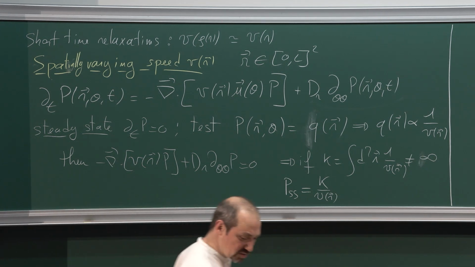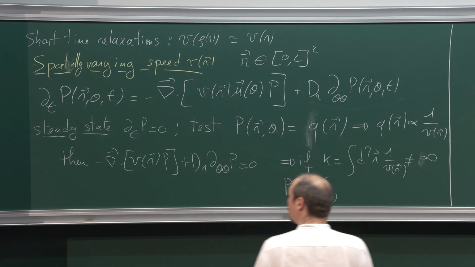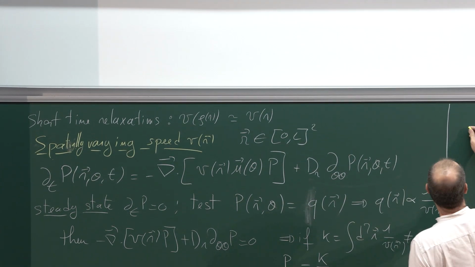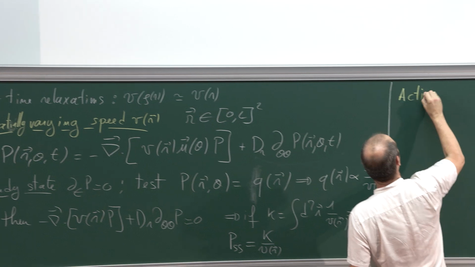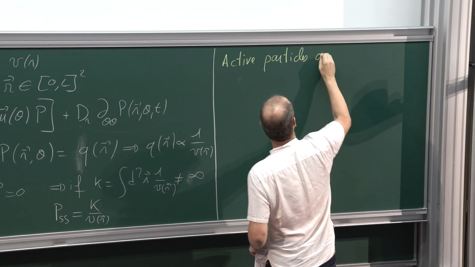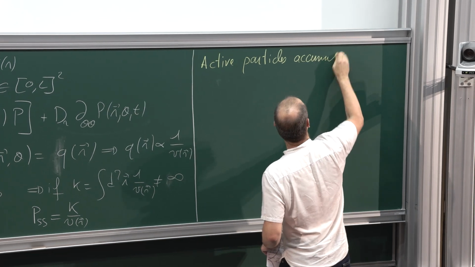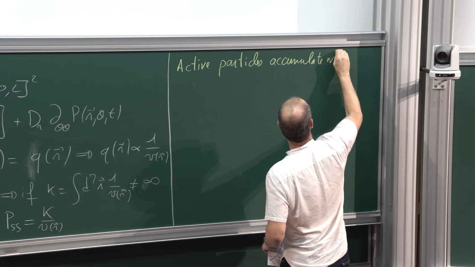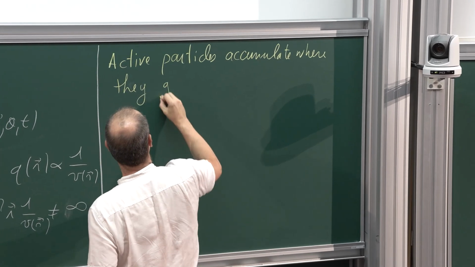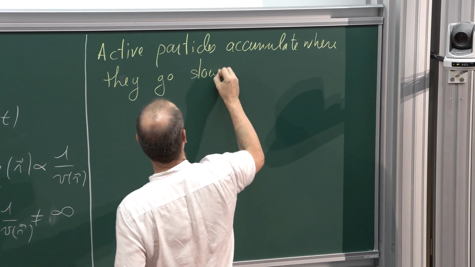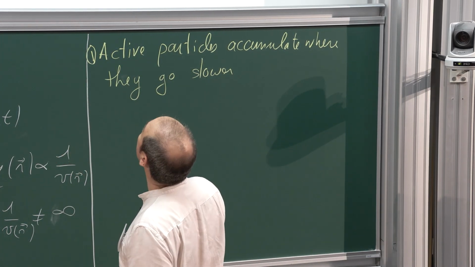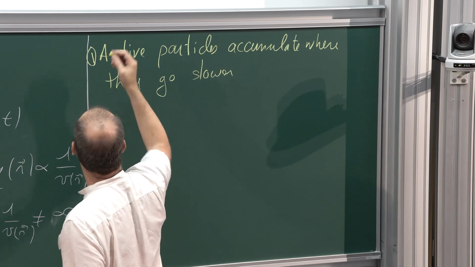And so the take-home message, and this is very robust to many types of active dynamics, is that active particles accumulate where they go slower. So that will be fact 1.